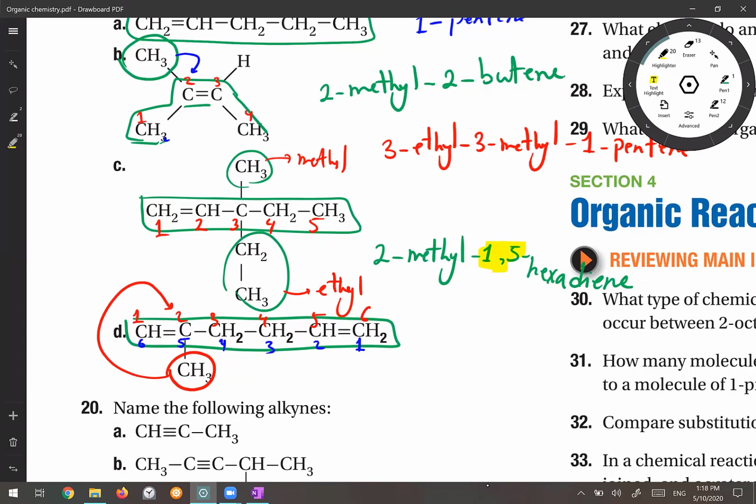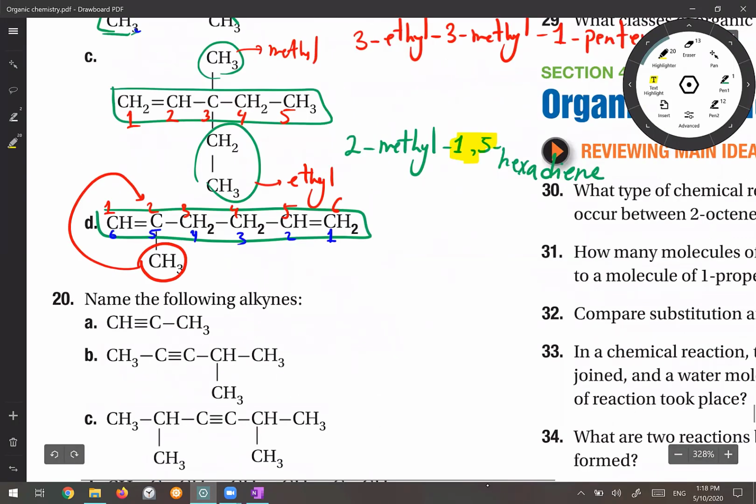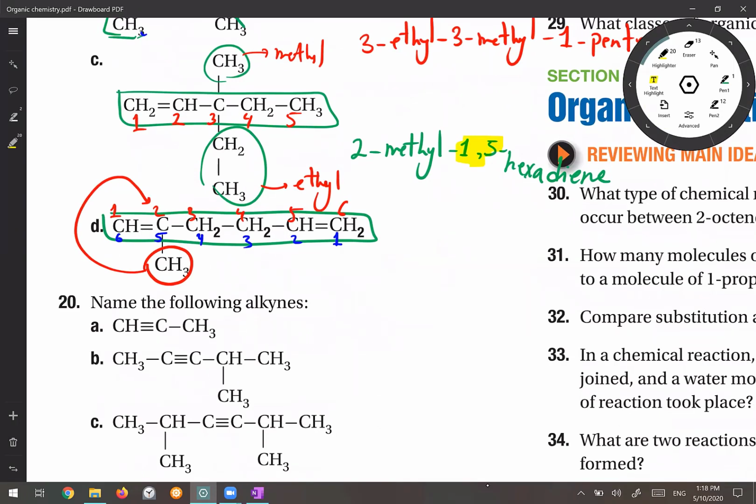Let's go to question number 20. It's the naming of the alkyne. So you can see the system for the naming of the alkene and alkynes are exactly the same. The only difference is at the end of the molecule. For the alkene, you have ENE. For the alkyne, you will have YNE.